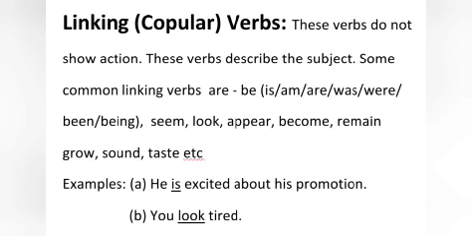No action verbs are known as linking verbs. Another name for linking verbs is copular verbs. These verbs are to be verbs. These verbs do not show any action. These verbs describe the subject. Some common linking verbs are be verbs like is, am, are, was, were, been, being, seem, look, appear, become, remain, grow, sound, taste, etc.